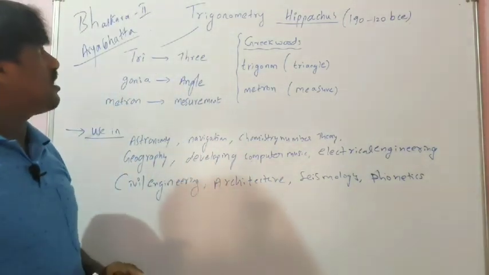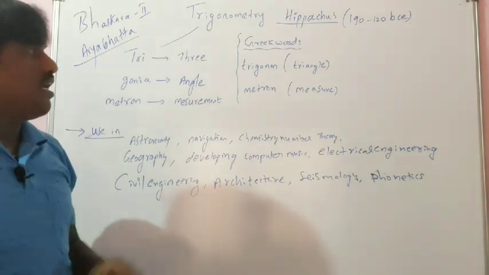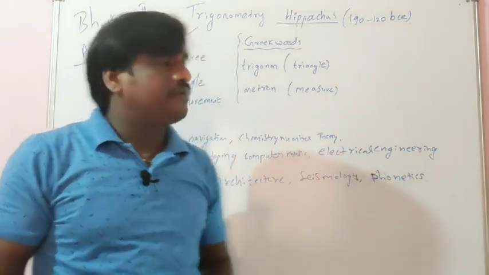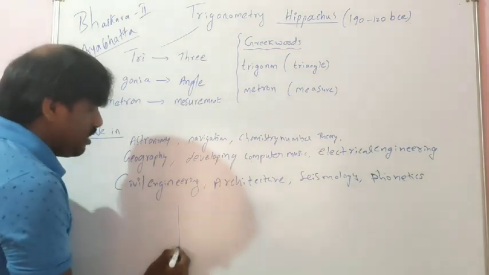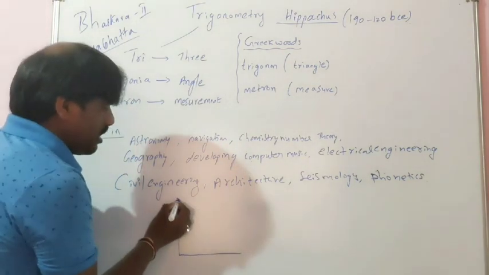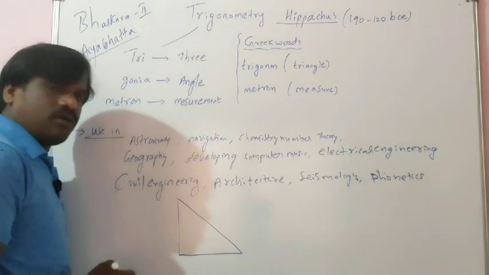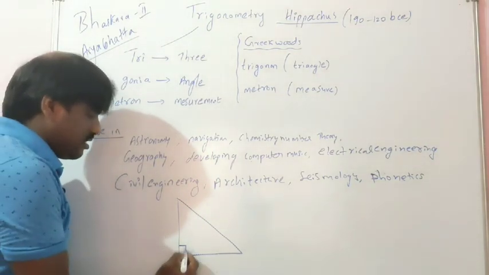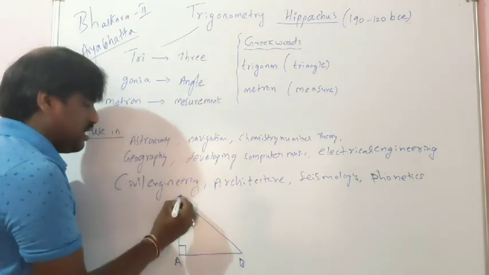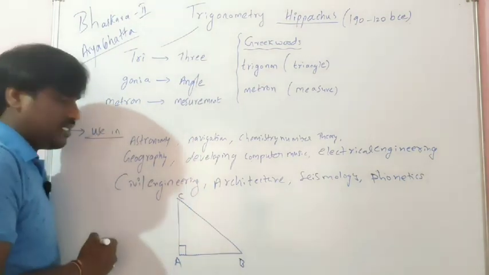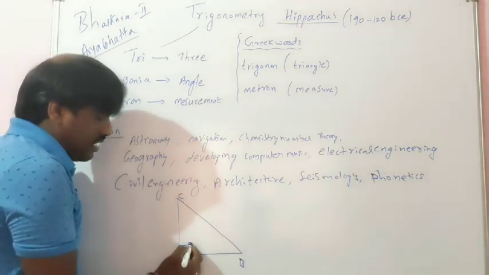So let us discuss this trigonometry from the basic point of view. Now, you all know a right angle triangle, right? A right angle triangle has a 90-degree angle. Let us take a right angle triangle ABC, where this is the 90-degree line.